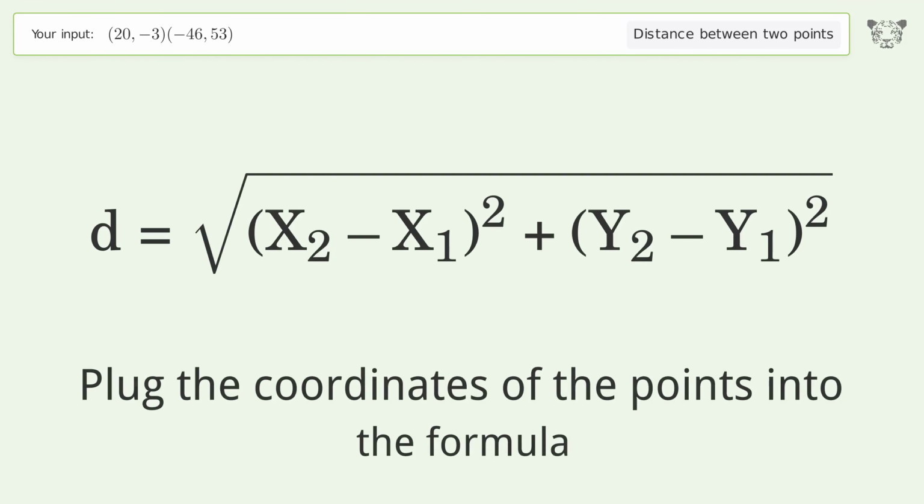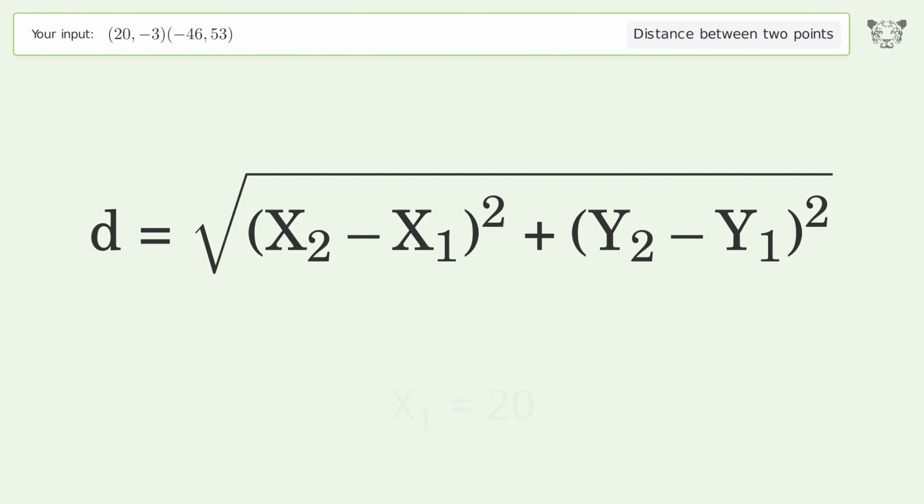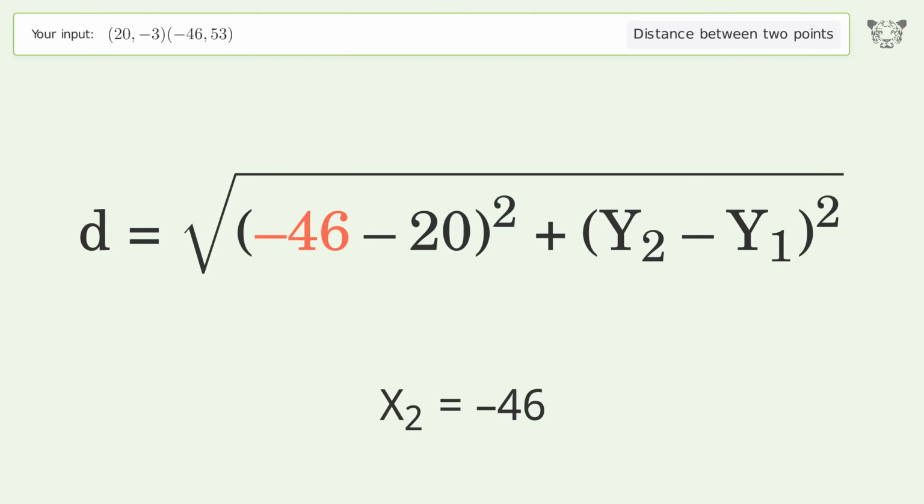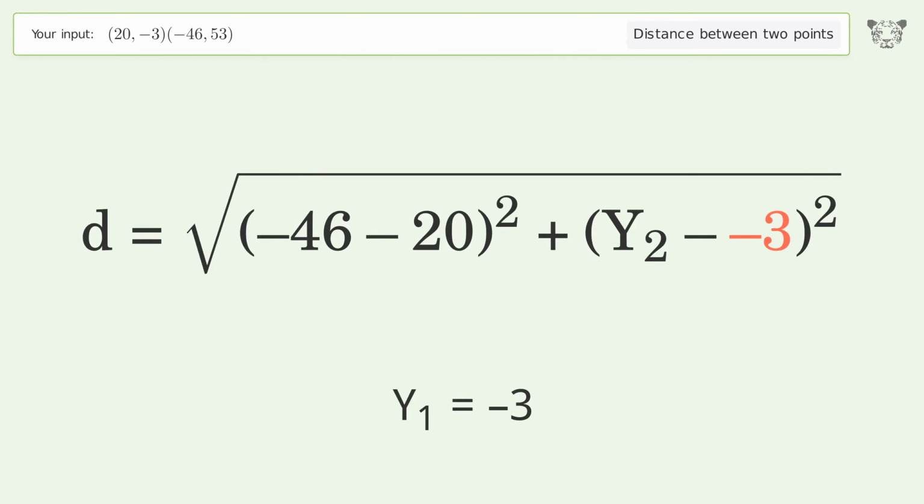Plug the coordinates of the points into the formula. x1 equals 20. x2 equals -46. y1 equals -3. y2 equals 53.